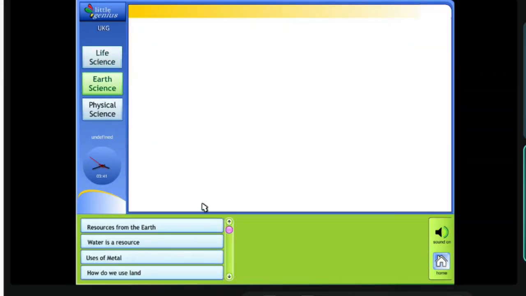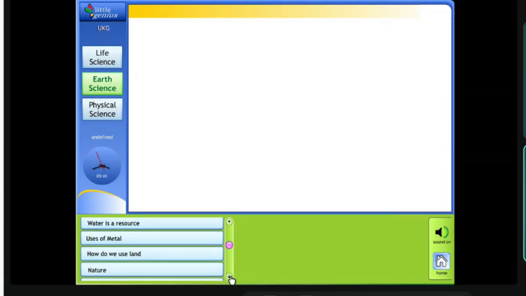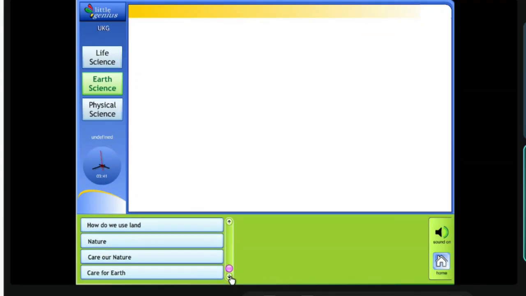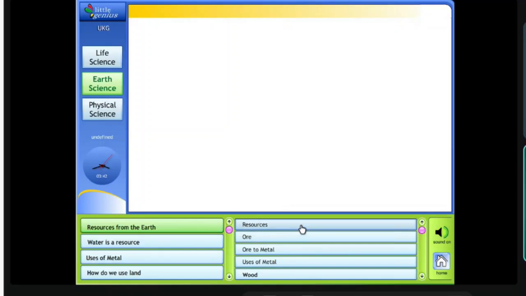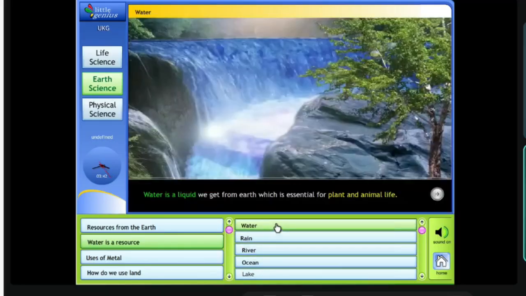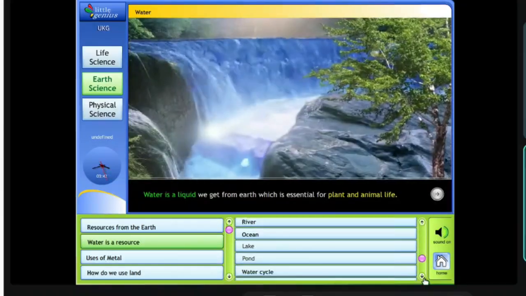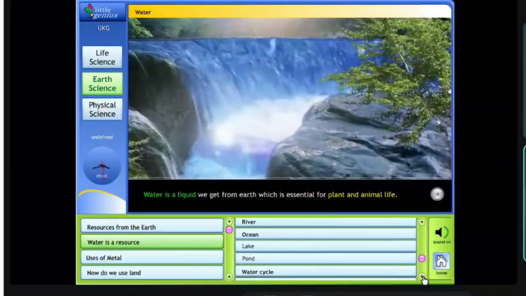So earth science, if you go, see resources of earth, water resources, water is a resource, uses of metals, how do we use nature, care earth, all these things will be seen. And similarly, resources of earth, resources means what? Metal, uses of metal, wood, things made by wood. Water is a resource, water, rain, river, tree, ocean. Water means what? Water is a resource. Water is a liquid we get from earth, which is essential for plant and animal life.